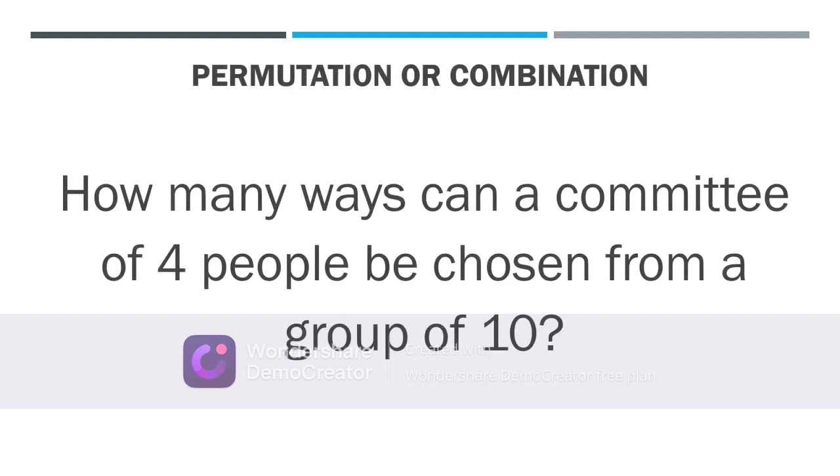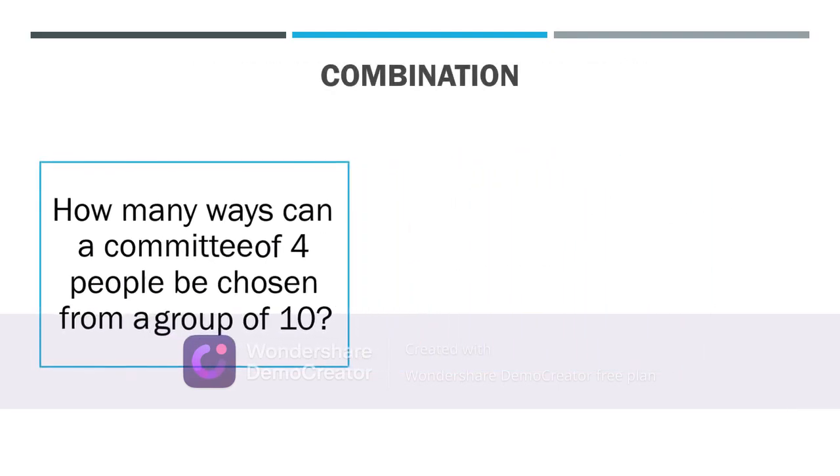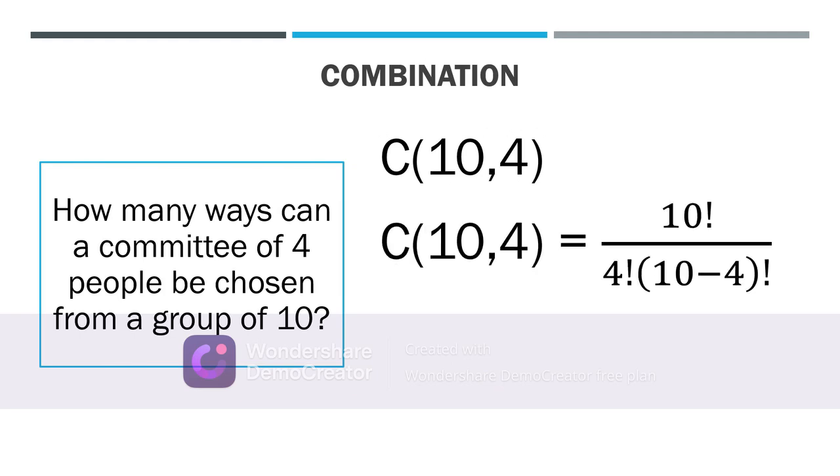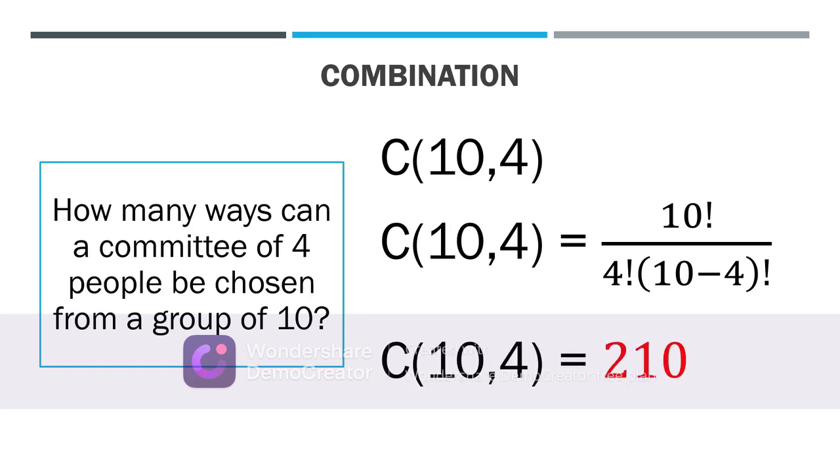How many ways can a committee of 4 people be chosen from a group of 10? So here we are going to choose a committee of 4 people from a group of 10. This is part of a combination. Okay, because the order of selection doesn't matter, only the people chosen. Since combination, we will use combination of 10 taken 4 at a time, or this formula, and the answer is equal to 210. So that means there are 210 ways to choose the committee.